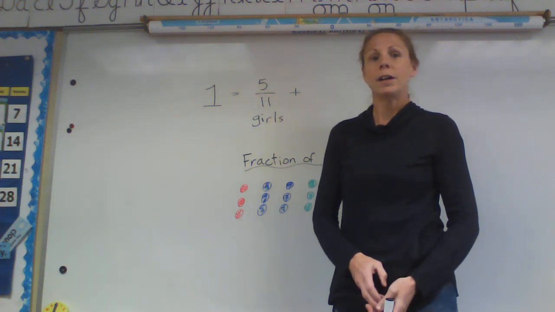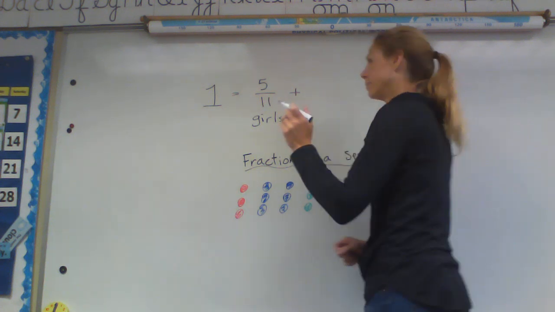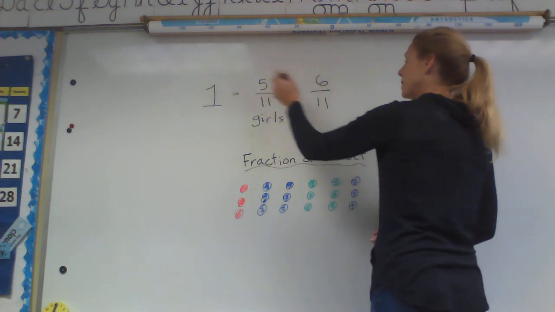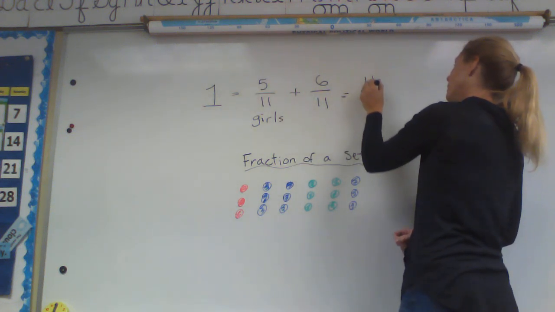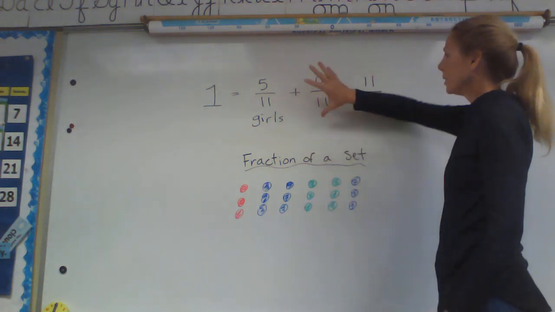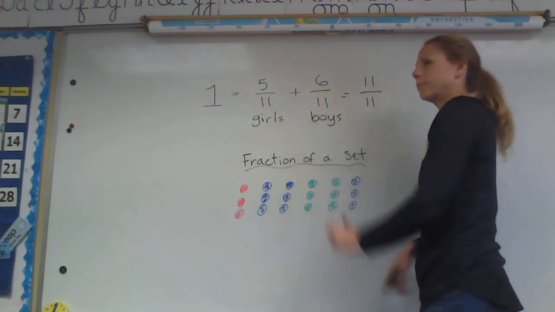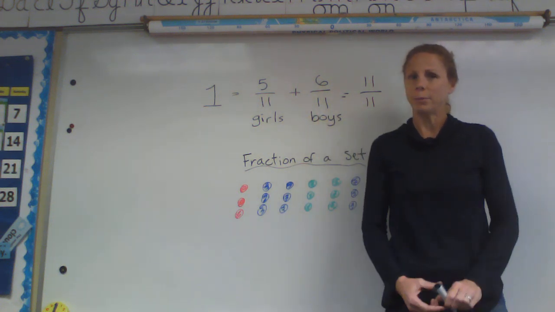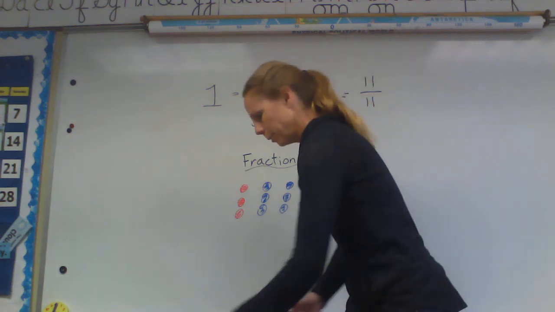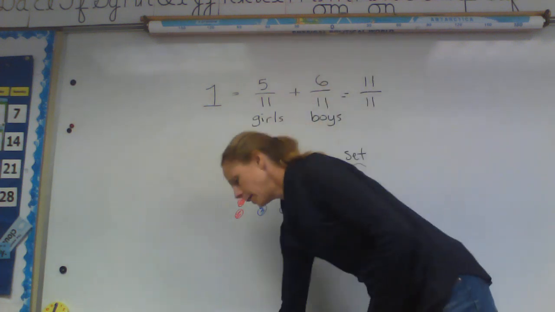5, 6, 7, 8, 9, 10, 11. 6. So 5 plus 6 equals 11. And 11 just stays the same because that's how many in the group. So 6 out of 11 are boys. All right, I did that one together because it's a little bit difficult. Okay, let's move on to the new stuff that you'll have this week.